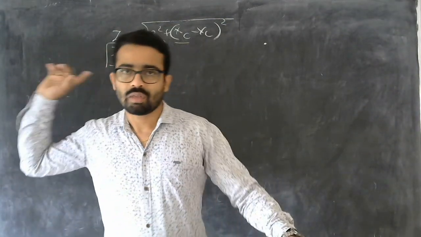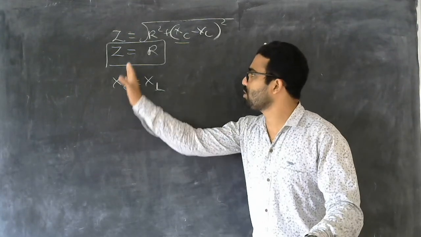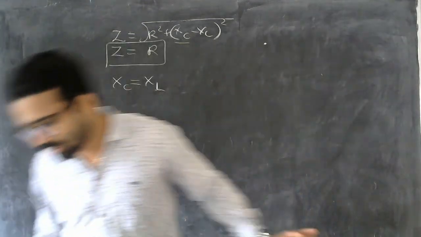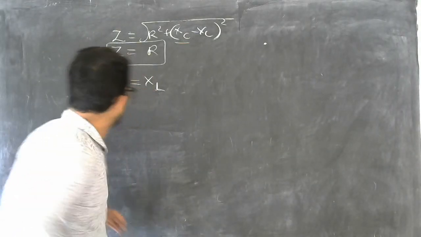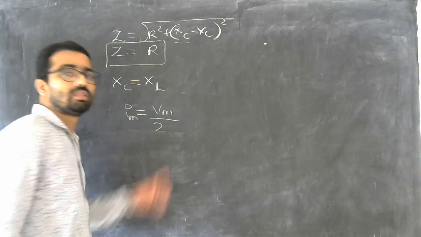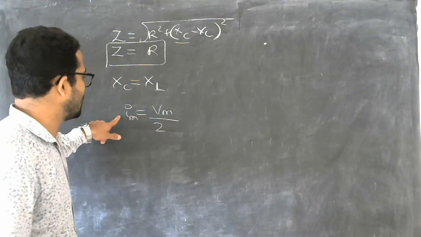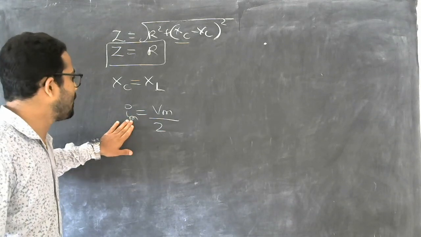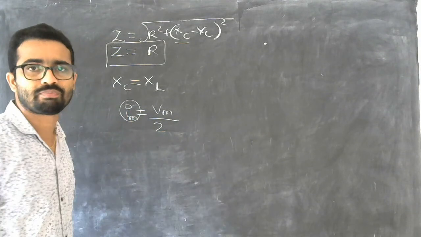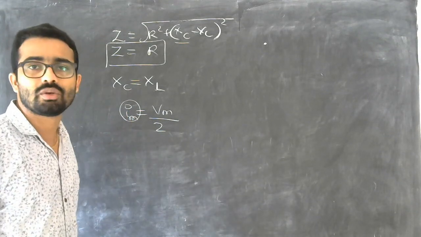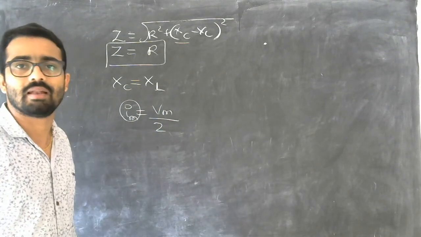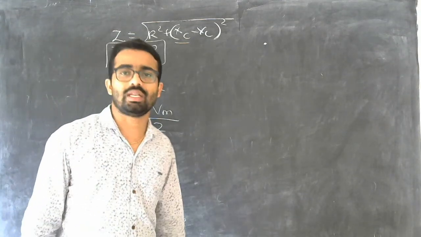Okay. So if we come to the series LCR circuit, I told you that whenever XC is equal to XL, then Z is equal to R. Because of that reason, we know Im is equal to Vm by Z. As Z decreases, Im will increase. So the current reaches its maximum value, which we call the maximum current, or the current amplitude. That is why the current amplitude will be maximum when XC is equal to XL. So this is known as resonance.